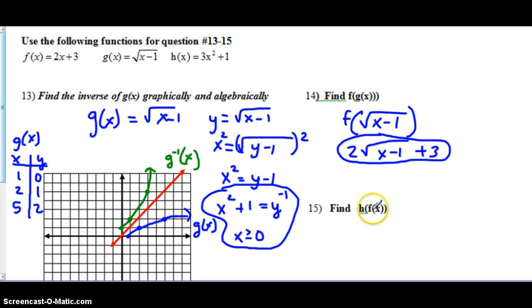Our second problem is saying find h of f of x. So now they want us to put f of x inside of h. So we start off by, again, working from the inside out. F of x is 2x plus 3. Just got that from our bank of functions here. And now I'm going to put 2x plus 3 in place of all the x's in h. So only the x goes away, everything else stays the same. So we have 3 times 2x plus 3 squared plus 1.